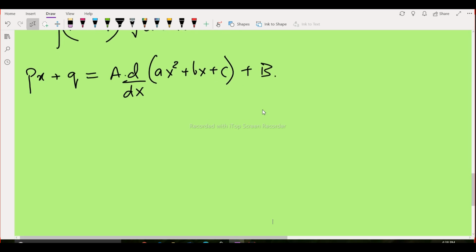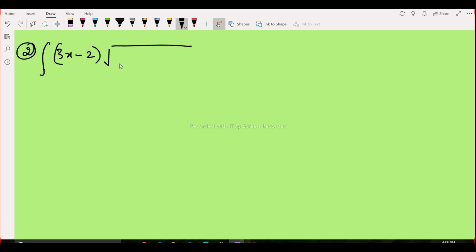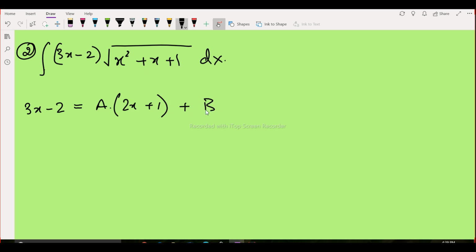So let's try one of those questions. Let's say the question is integration of 3x minus 2 over square root of x square plus x plus 1 dx. So what I'll do is put the linear part as: 3x minus 2 is equal to a into the derivative of this, so that is 2x plus 1, plus b.